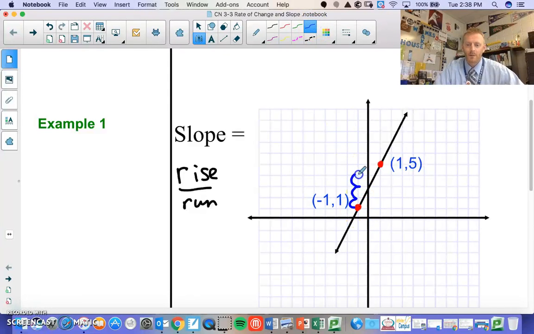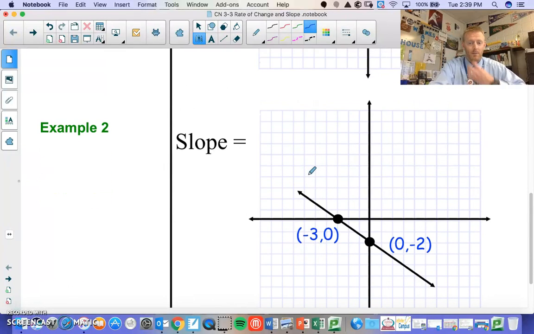1, 2, 3, 4. I rose 4, and then I ran 1, 2. So it's a rise of 4 and a run of 2. 4 divided by 2 simplifies to a slope of 2. So that's how easy this is, folks. Remember that if you're going up, it's a positive thing. If you're going down, it's a negative thing. If you're going to the right, it is a positive thing, and to the left, it is negative.